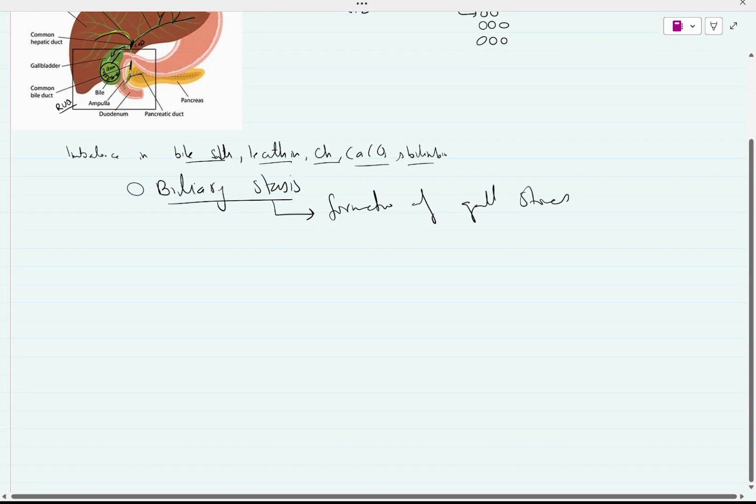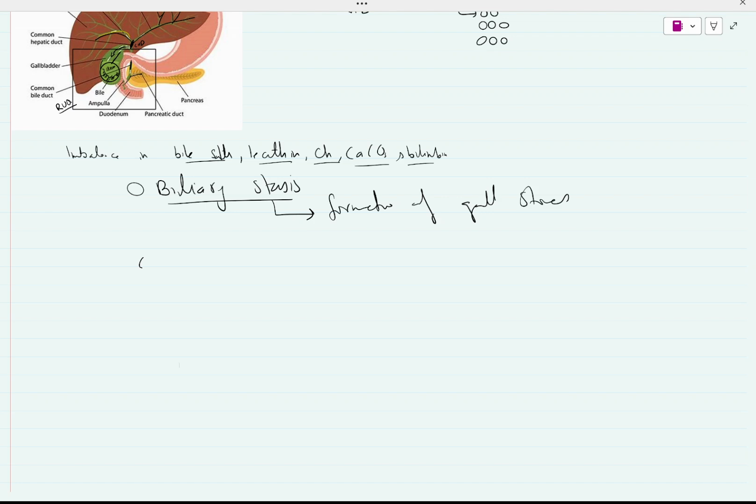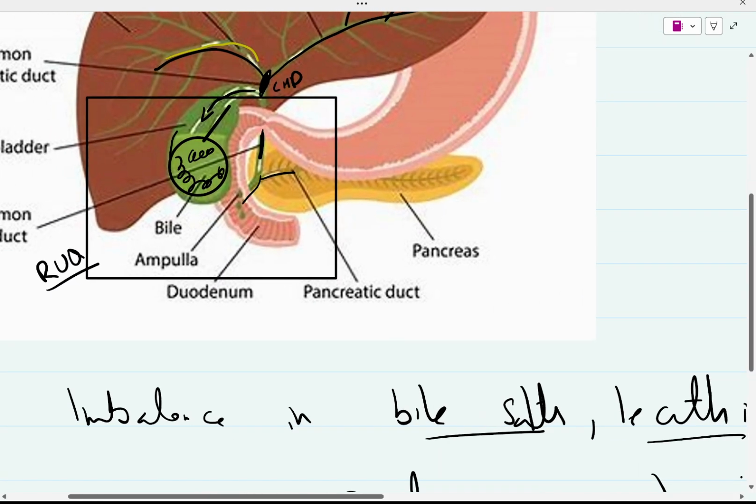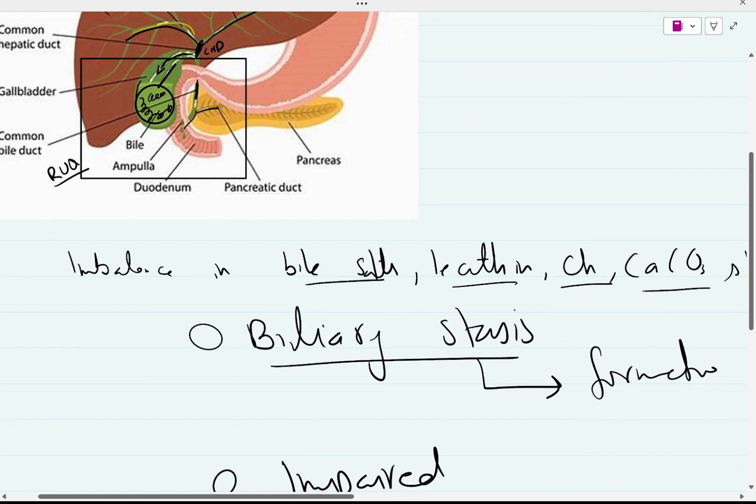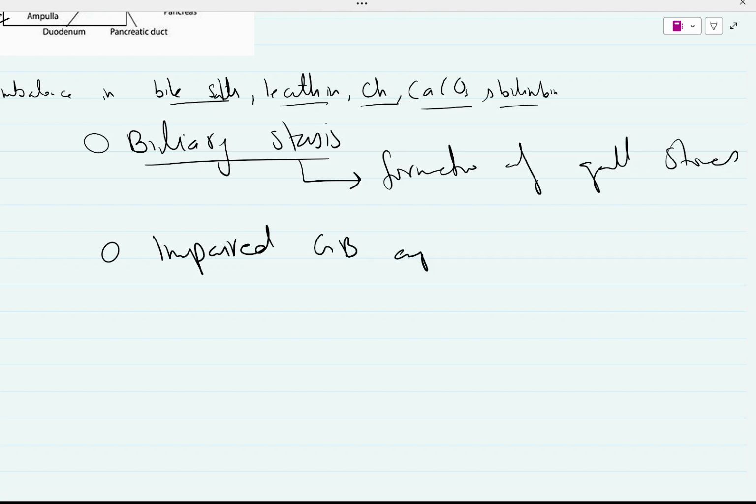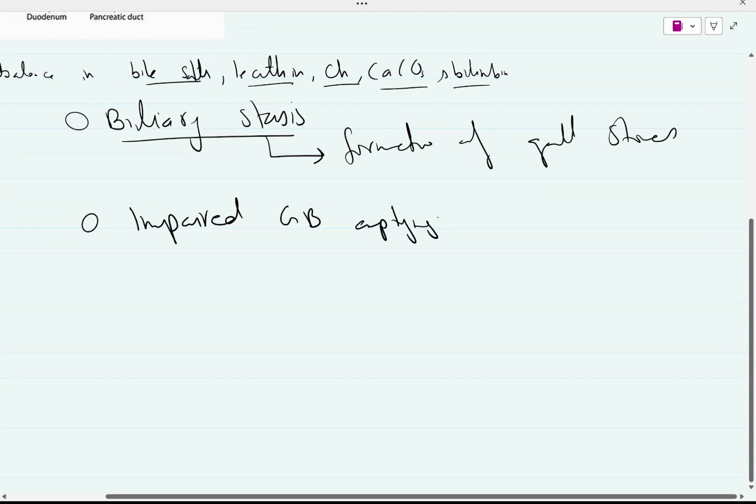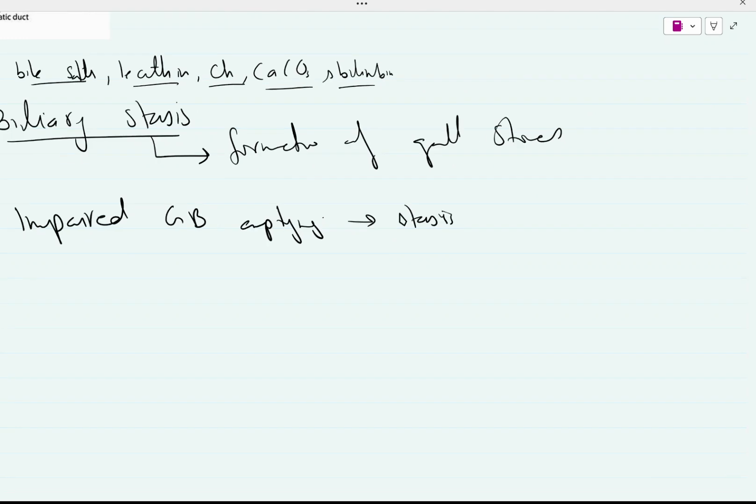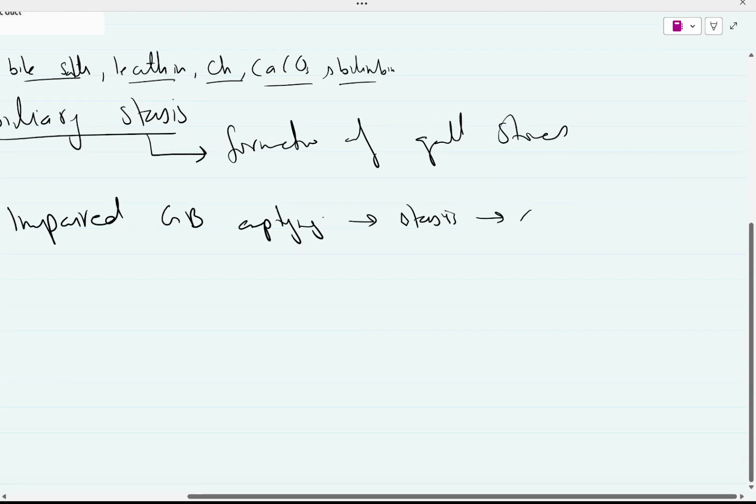The first thing is that there is no emptying of bile from the gallbladder. The next part is impaired contractility. The gallbladder is not contracting enough to push the bile fluid into the common bile duct, so there is impaired gallbladder emptying. This leads to stasis of bile in the gallbladder, leading to cholestasis.